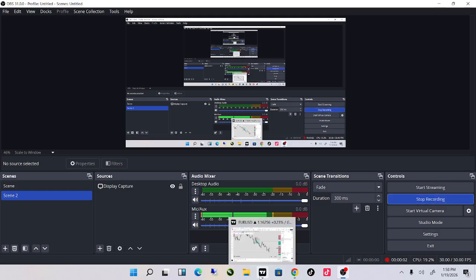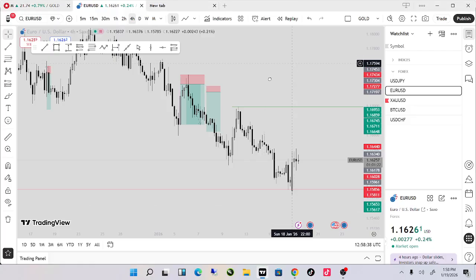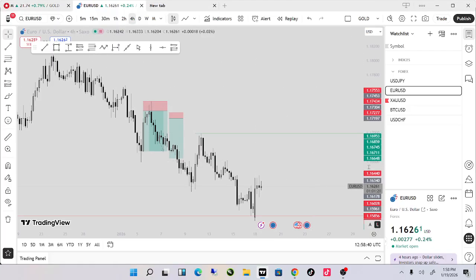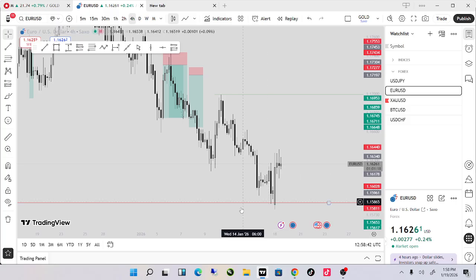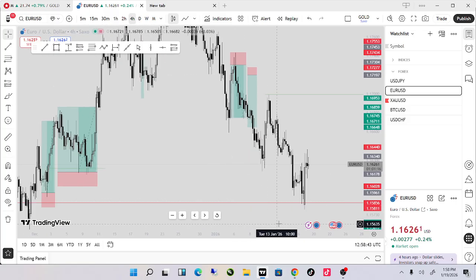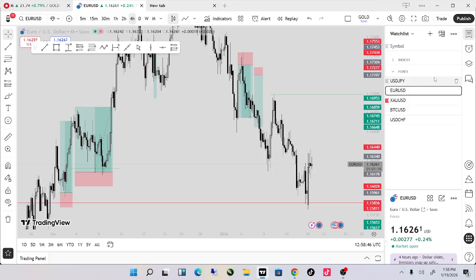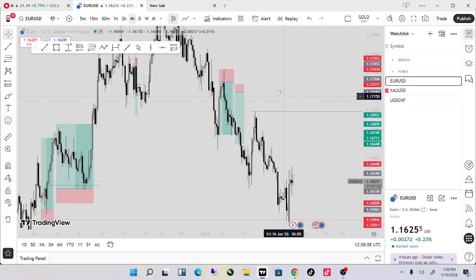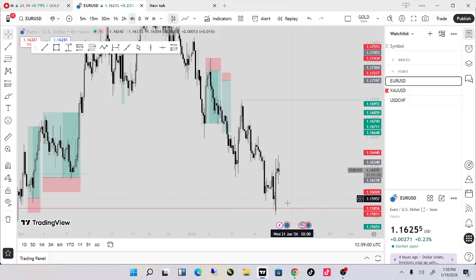Alright guys, so today let's do a quick analysis on the pair we're going to be trading this week. So this is a new week, and this is Euro USD. This is my watch list. I don't really trade USDJPY, so let me just pull it out. I don't really trade BTC, pull it out. I trade Euro USD, gold and USD. Gold is once in a while, but let's do a quick analysis on Euro USD.